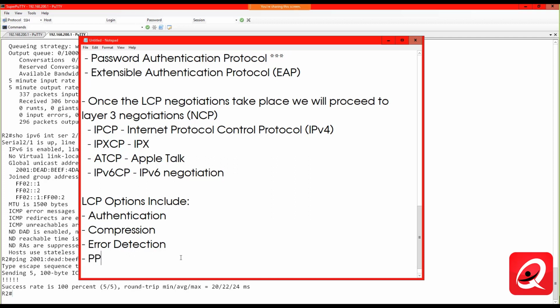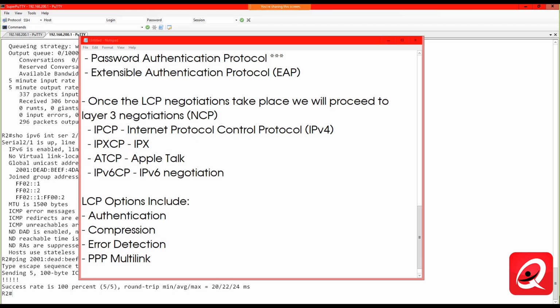Another LCP option would be multi-link, what we call PPP multi-link. It's kind of like EtherChannel for PPP. It allows us to load balance PPP traffic through multiple links in the process.